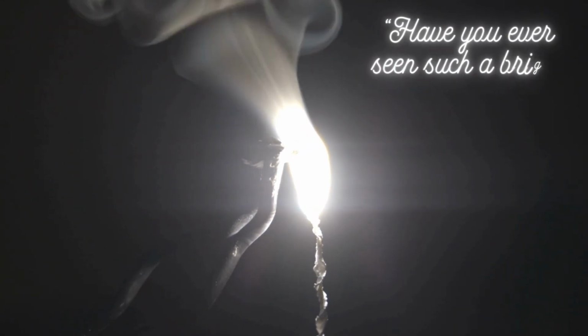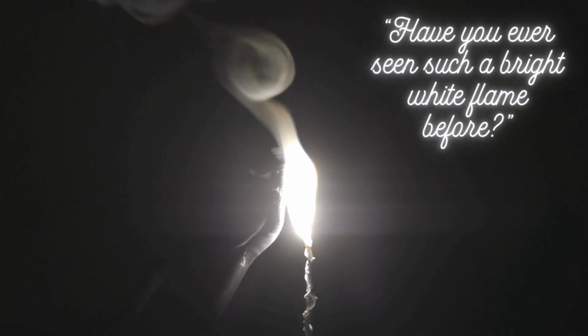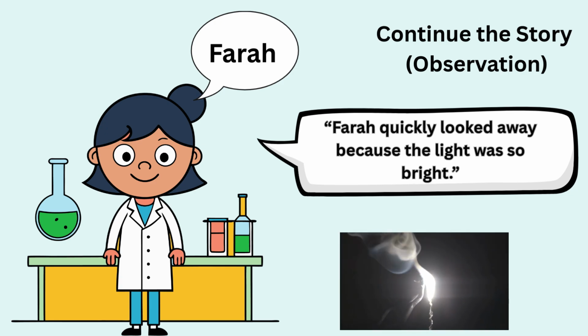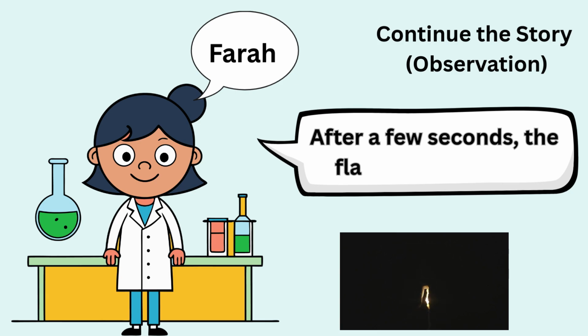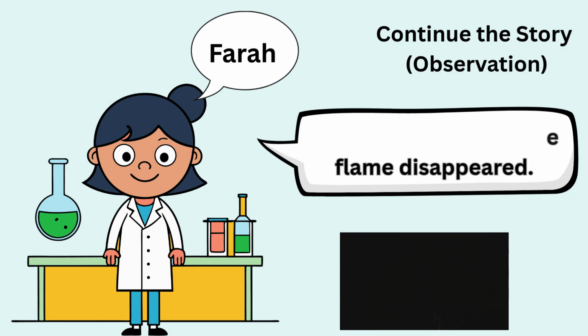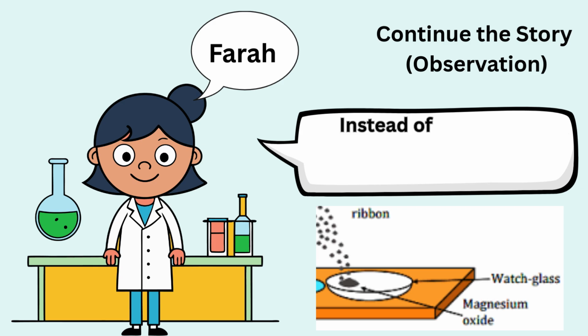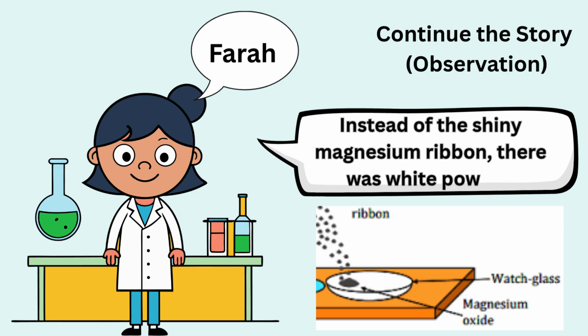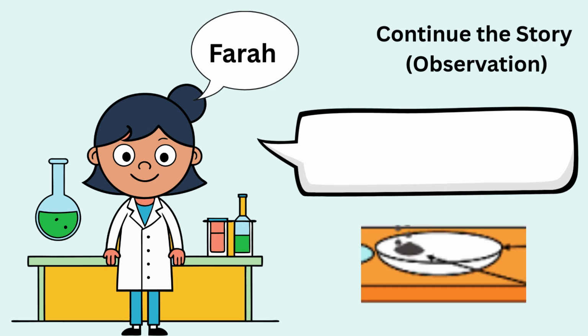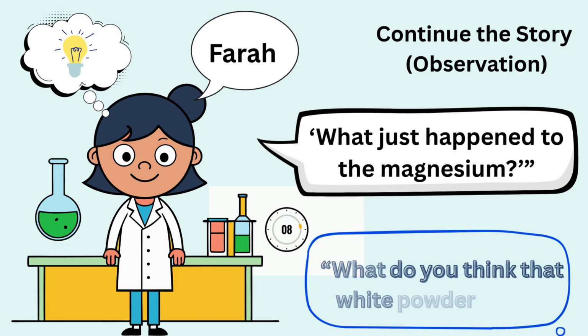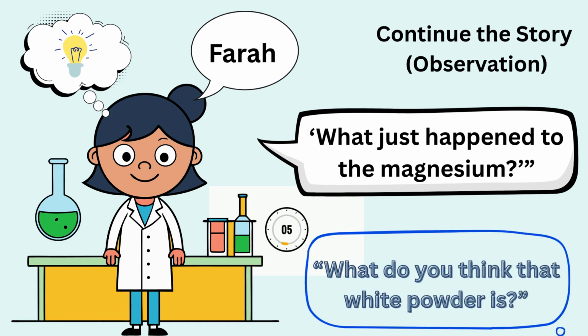So, have you ever seen such a bright white flame before? Farah quickly looked away because the light was so bright. After a few seconds, the flame disappeared, but something interesting was left behind. Instead of shiny magnesium ribbon, there was white powder. Farah started thinking, what just happened to the magnesium? What do you think that white powder is?